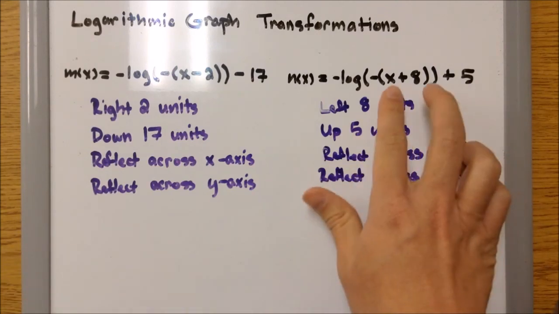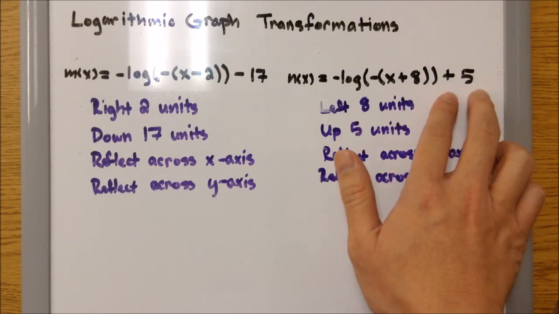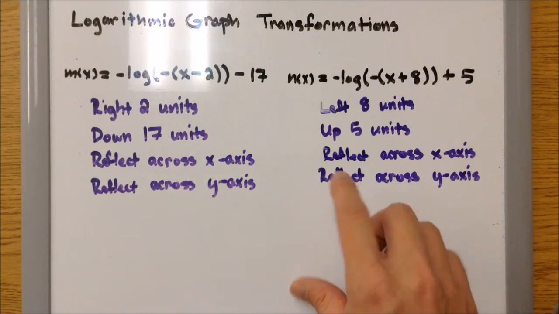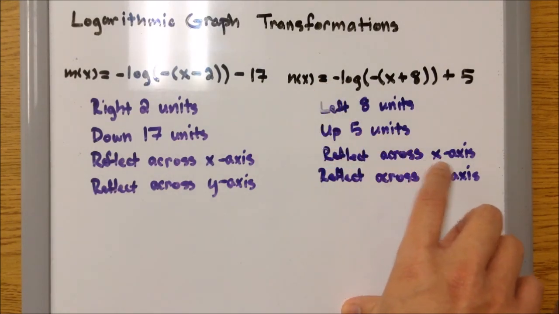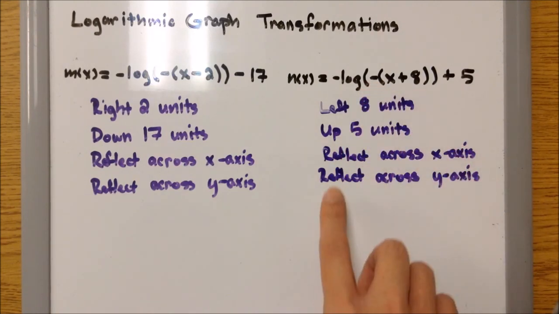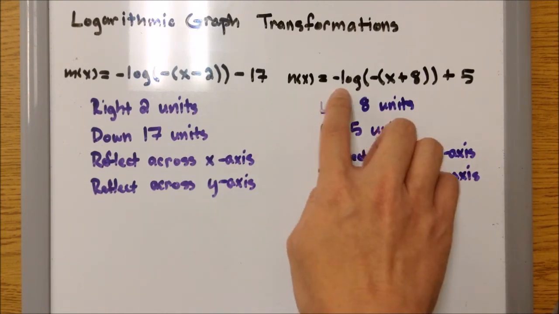Alright, to review. When it's x plus 8 inside the parenthesis, left 8 units. The plus 5 is outside the parenthesis after the x, up 5 units. And then we have a negative in front of log, reflect across x-axis. And then we have a negative directly in front of x, reflect across y-axis. So these are the 4 transformations for this example.